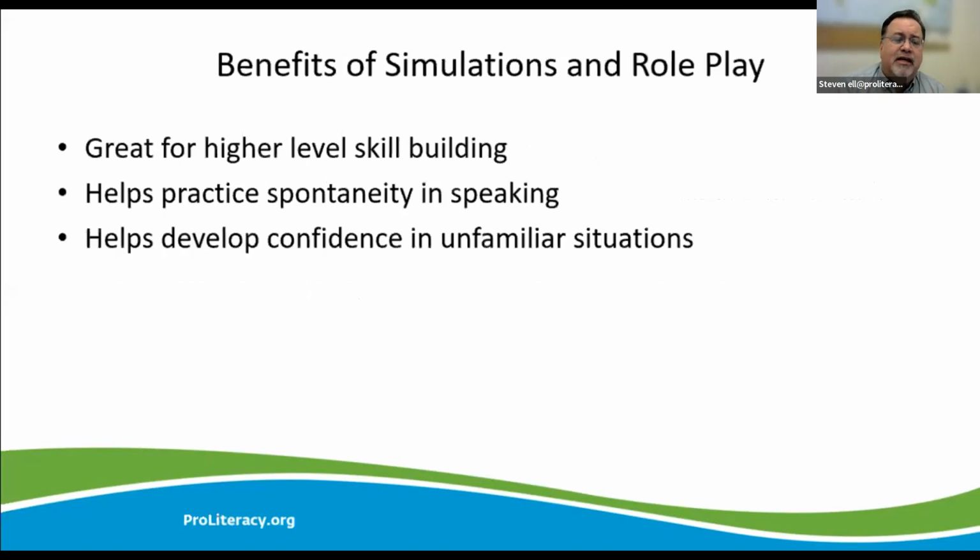The benefits of these are it really does help develop a lot of skills. These are great for higher level skill building in particular because they are very spontaneous. It's kind of developing that ability to speak in a real world situation. It also helps them develop confidence in unfamiliar situations because they've had that opportunity to practice these in class. When they are in a situation outside of class where they can't necessarily predict what the other person is going to say, they're going to be a little more comfortable because they've had that practice in your class.